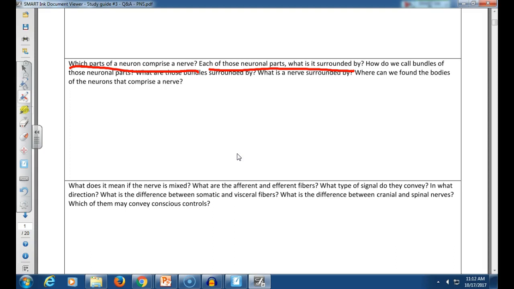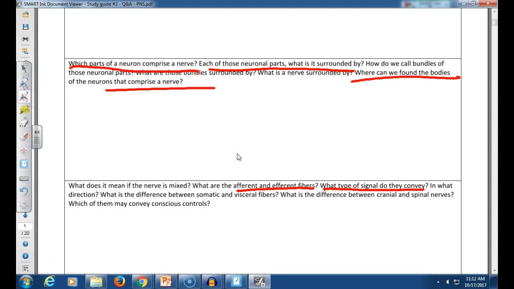Bodies of neurons that comprise the nerve. Ganglia, if these nerves originate in the spinal cord, the nuclei. Nerve is mixed, both motor and sensory. There you go. Efferent, efferent. What type of signal? Know which one is which.